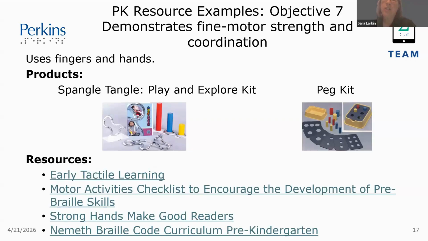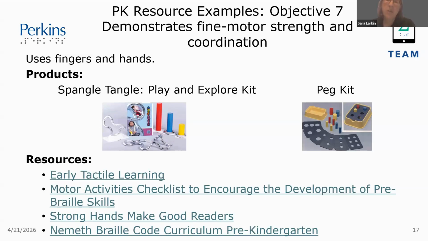So we're going to look at each of these objectives very briefly, and then we're going to take you specifically into that particular checklist. So first of all, Objective 7, one of the standards within Objective 7 is uses fingers and hands. A couple of products that we mentioned in that standard were the Spangle Tangle toy, where you can play and explore and make the little loops and put them over the cylinders. There's also the peg kit, where you have cylinders that you're putting into holes. All of that helps you to work with those manipulatives.